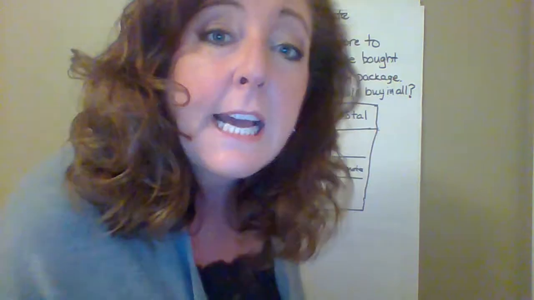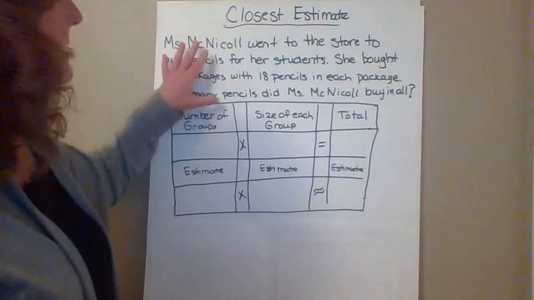And today we're going to work on estimating our larger multiplication problems. An estimate is a good way to look at understanding place value and try to find a number that your actual answer is going to be close to. So when you estimate, you always look at your estimation, then you look at your actual answer, and they should be pretty close. So we're going to work on an activity today called closest estimate.